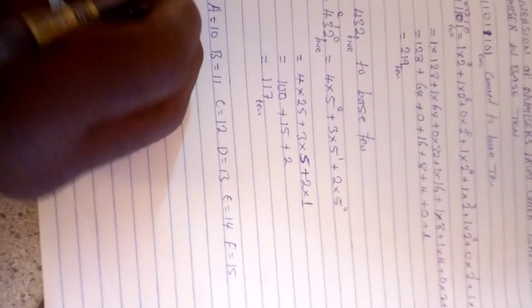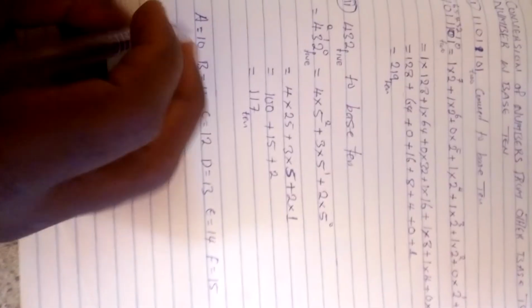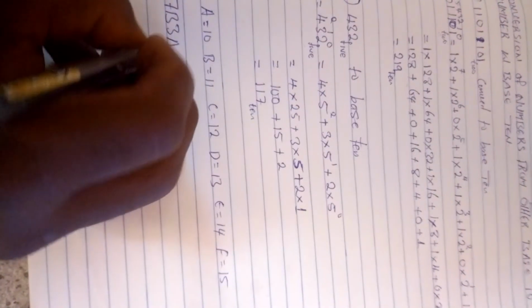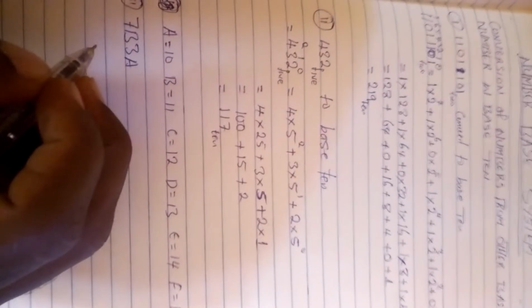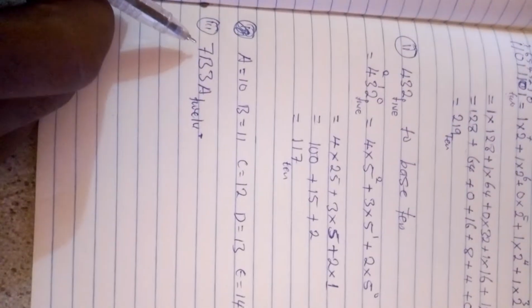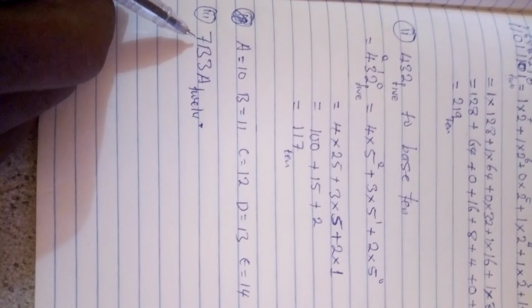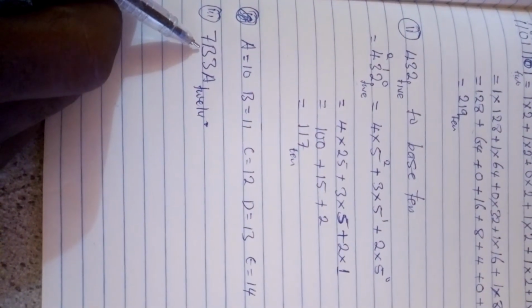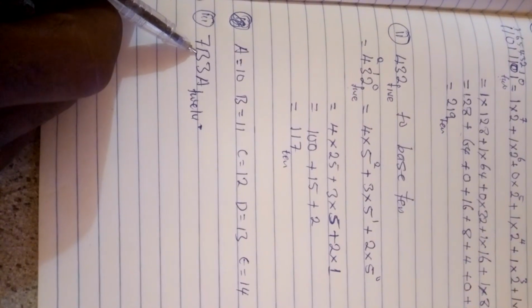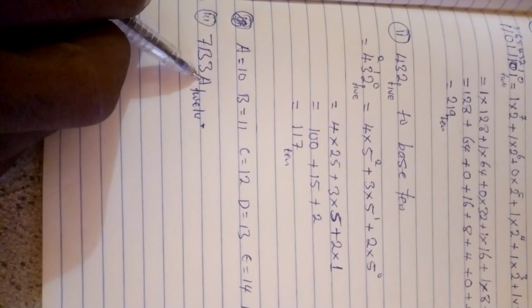Let's pick one question here. We have 7B3A in base 12 to base 10. Are we following now? Now you see, we've added those alphabets. But mind you, this alphabet signifies numbers. As I told you earlier, this B here means 11, while the A means 10. Are we following now?